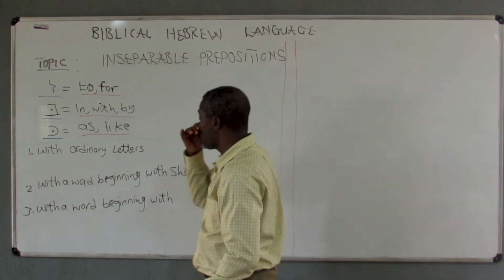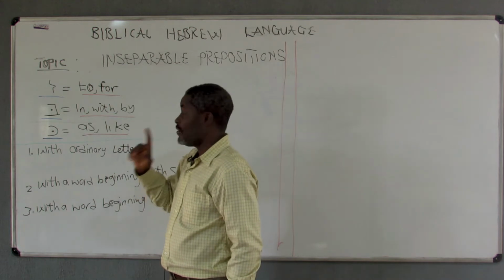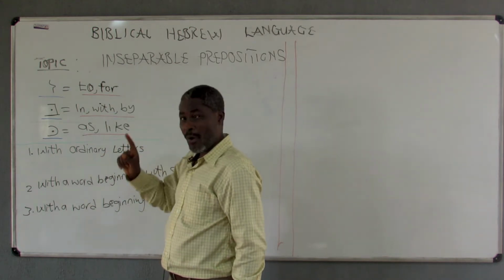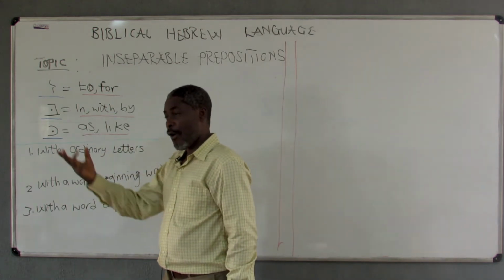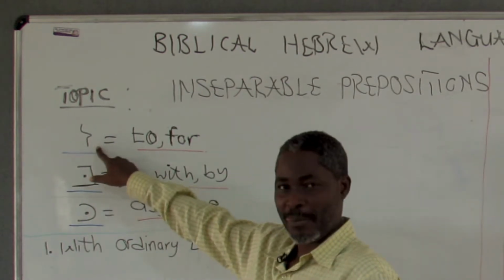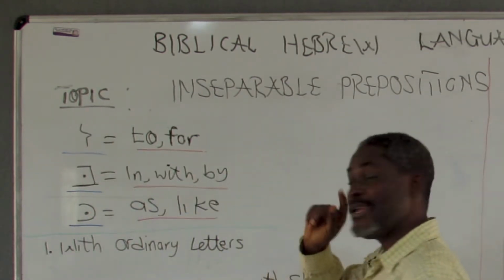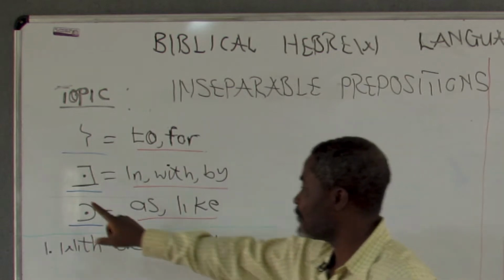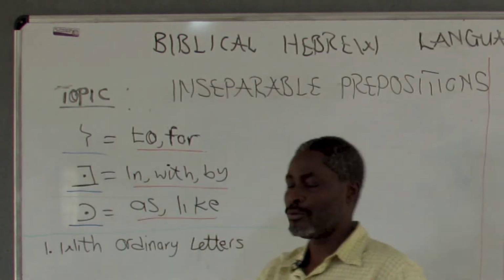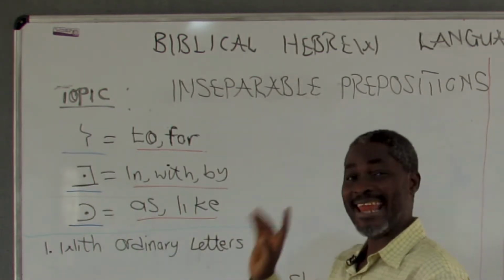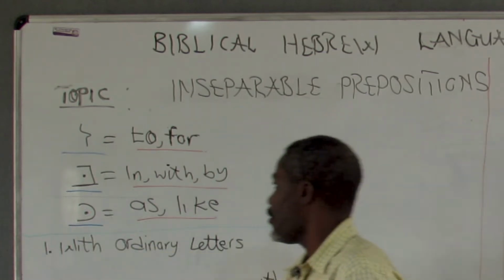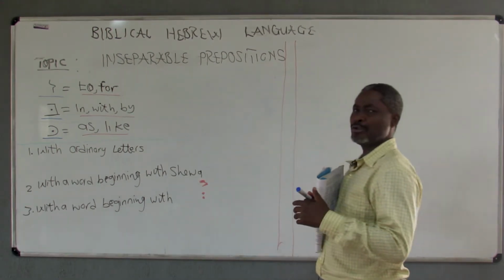So in Hebrew, the letter for to or for is the lamed. And the letter for in, with, or by is the bet. And the letter for as and like is the kaf. But now, how do we use them?